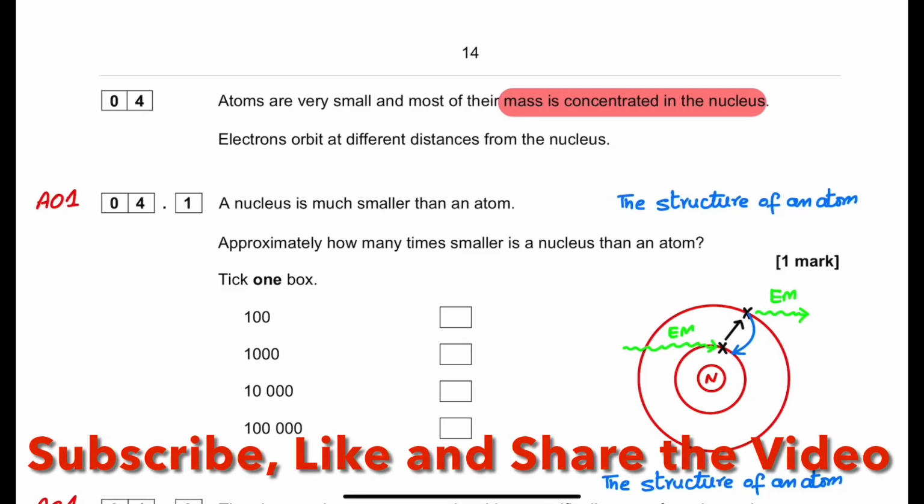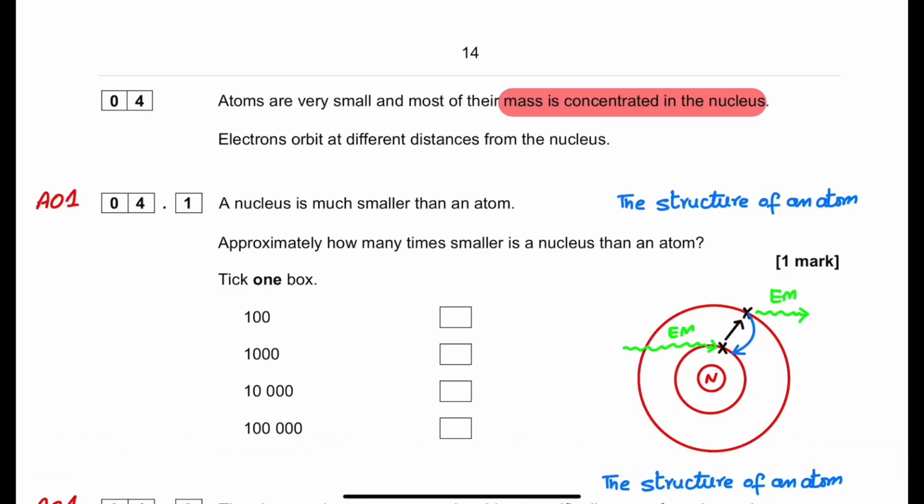Question number 4. Atoms are very small and most of their mass is concentrated in the nucleus. Electrons orbit at different distances from the nucleus. 4.1 is an A1 question. A nucleus is very small compared to an atom, and this question is from the topic of the structure of an atom. Approximately how many times smaller is a nucleus than an atom?